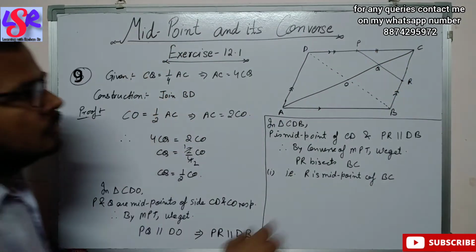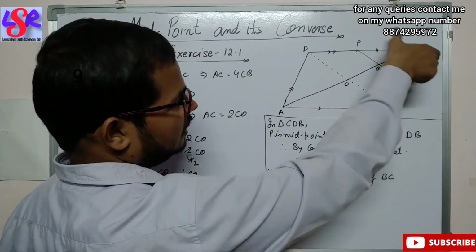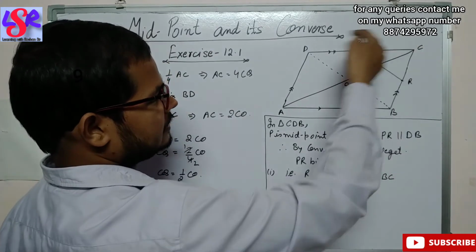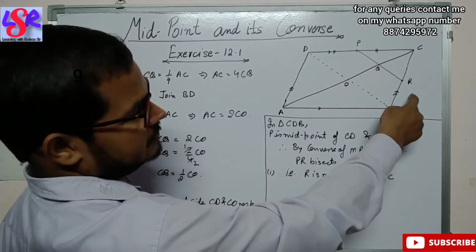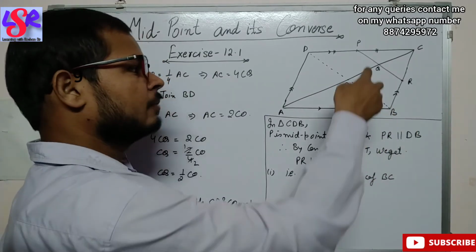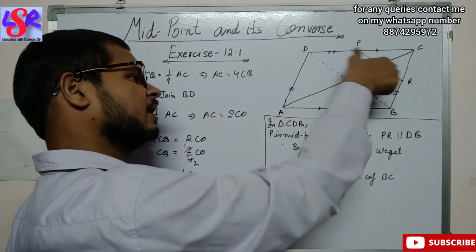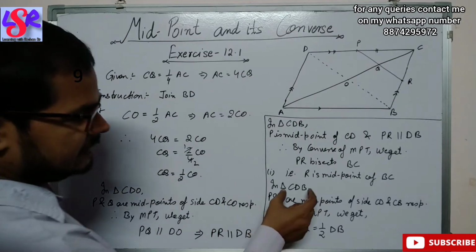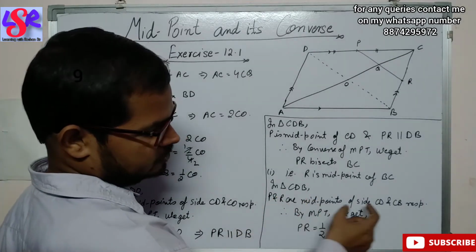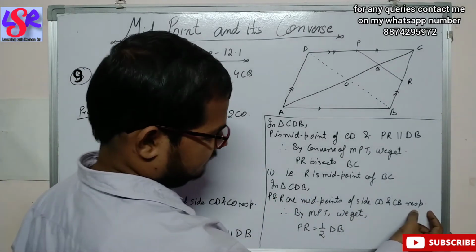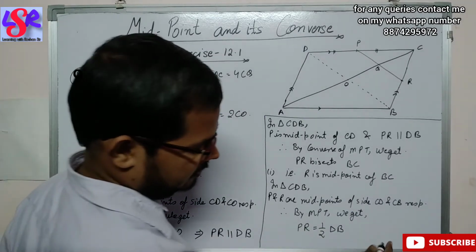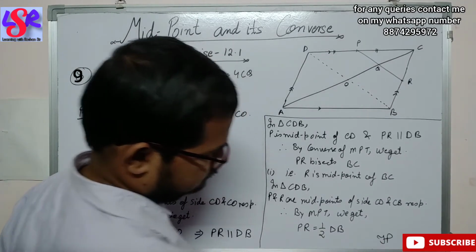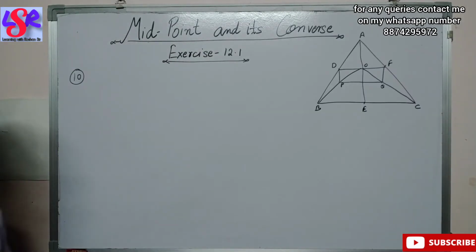Now we have to prove that PR is half of DB. To prove this, we are going to take the triangle CDB in which P and R are the midpoints of the respective sides. Therefore, by applying the midpoint theorem, we get PR equals half of DB. In triangle CDB, P and R are the midpoints of the sides CD and CB respectively. So by the midpoint theorem, PR equals half of DB. Hence proved.